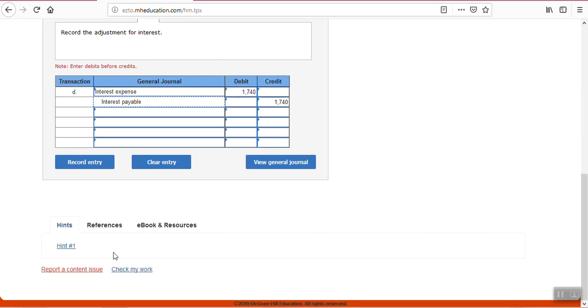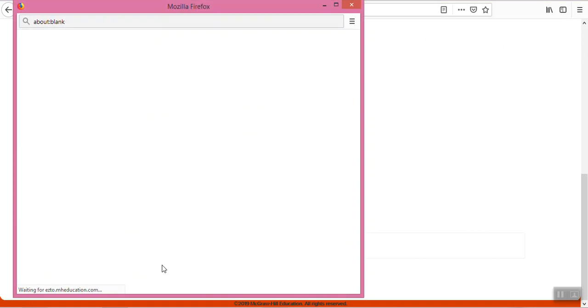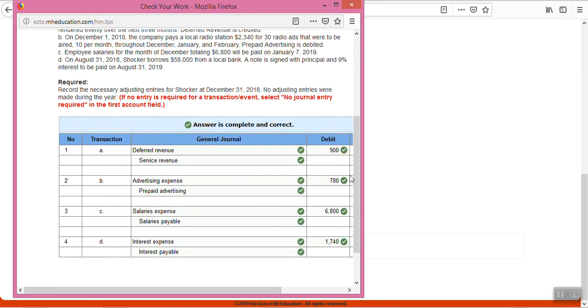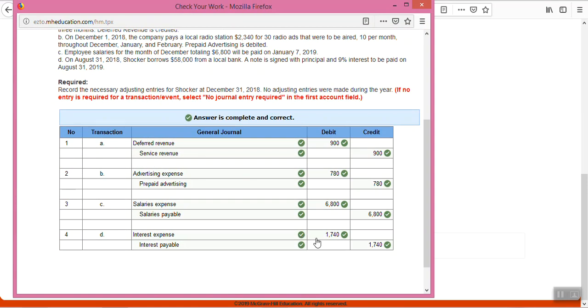And let's see, where's my check mower? So once you finish those 4 entries, your adjustments should look something like mine. Something like that. So that's all there is to it.